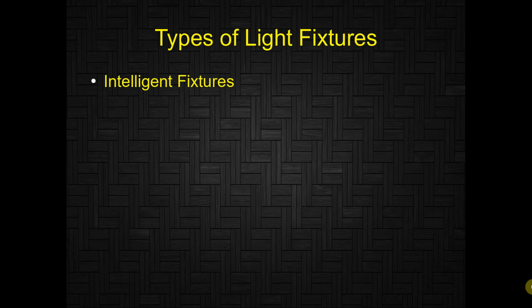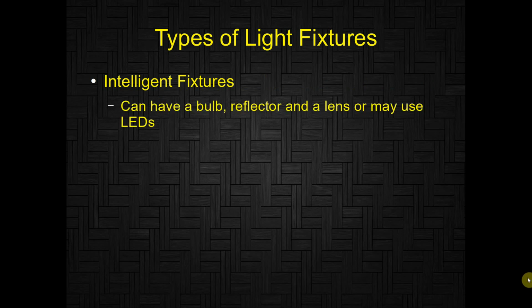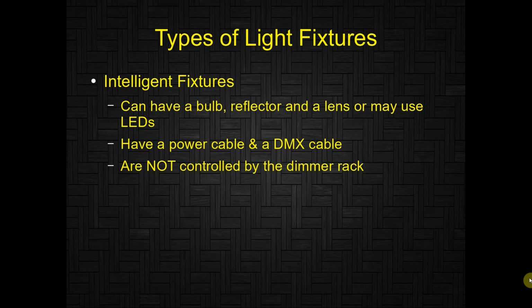Now, intelligent light fixtures are much more involved. Some of the intelligent light fixtures can have a bulb and reflector and a lens like the conventionals do, but a lot of the newer ones now use LEDs in them. They do have a power cable and a DMX cable, but they are not controlled by the dimmer rack. So with an intelligent fixture, you're actually going to supply power to it, but it also gets instructions directly from the light board. And it has many, many DMX channels.